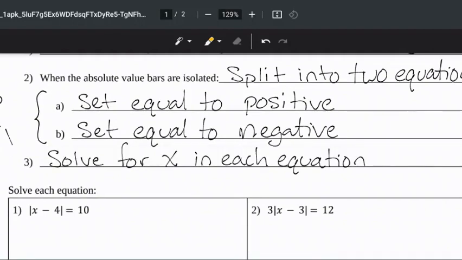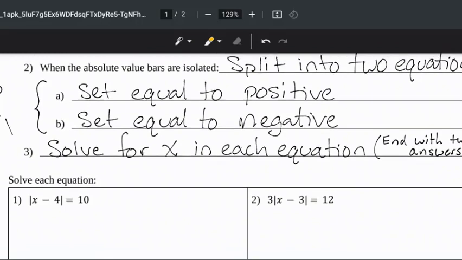And then after that, we are going to solve for x in each equation. And we're going to get two answers. So we should end with two answers. Okay, so let's go ahead and take a look at some examples.